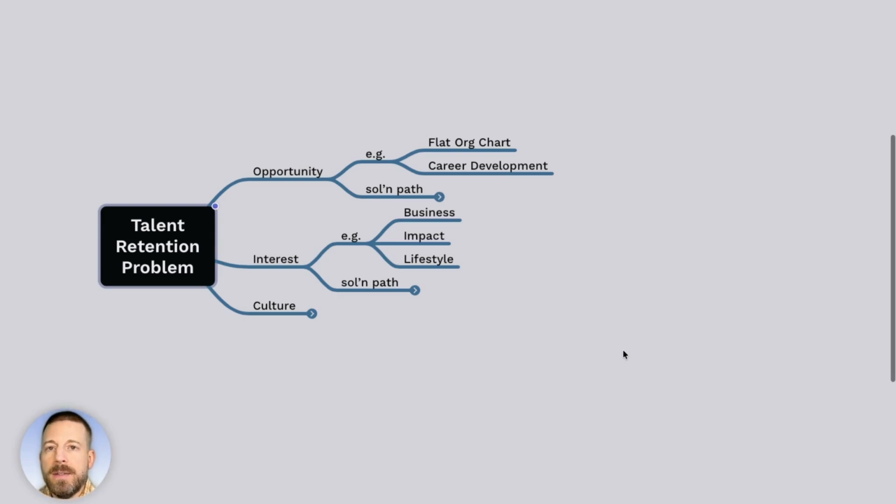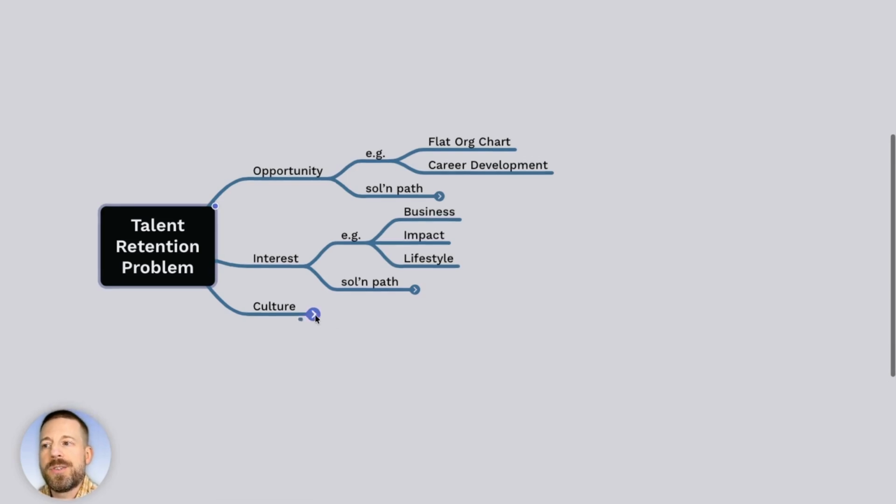And then there's lifestyle. And that could be a number of things. It could be a birth of a child brought into the family. Maybe it's a death in the family. It could be a big purchase like a house or a car. Or it could be that their spouse or a loved one has a new job in a different location and they need to move. So that's where interest comes from. So people might be leaving because of those types of things.